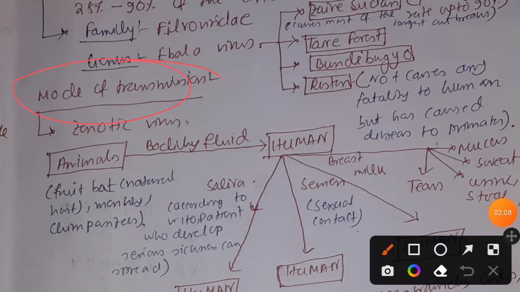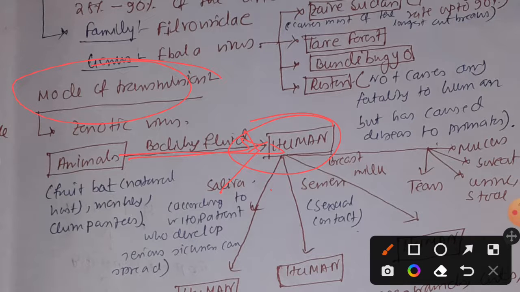So now, mode of transmission. I want to discuss with you that Ebola virus is a zoonotic virus. Zoonotic virus means it originates from animals, okay, and then via body fluid it is transferred to humans. So the question is, what kind of animal? The first animal that I want to tell you is the fruit bat. That is the natural host of Ebola virus. Along with that, bodily fluid from chimpanzees and monkeys can also transmit Ebola virus to humans, and that's how Ebola virus enters the human population.